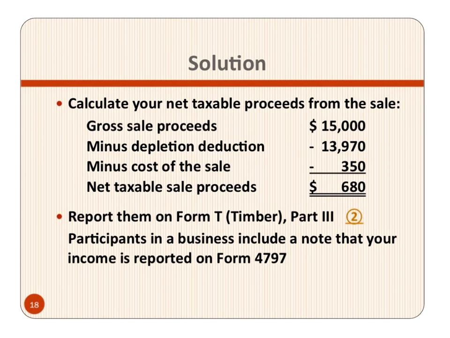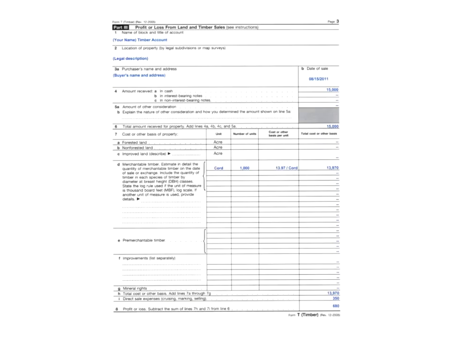All right, and then your net taxable proceeds from the sale is your $15,000 gross sale proceeds minus your depletion deduction and also minus your cost of the sale. So what you have in your pocket from the sale is $15,000, right? Well, minus the $350 that you pay the lawyer. But the only amount you're going to pay tax on is $680, and you report this on Form T, Part 3. Now, if you qualify as a participant in a trader business, you want to write a note that your income is reported on Form 4797, so an examiner would know where to look and be sure that you were reporting it.